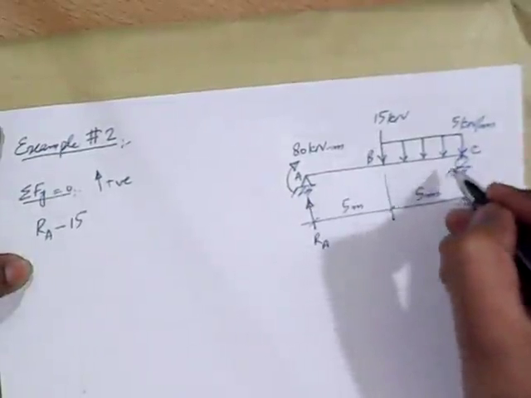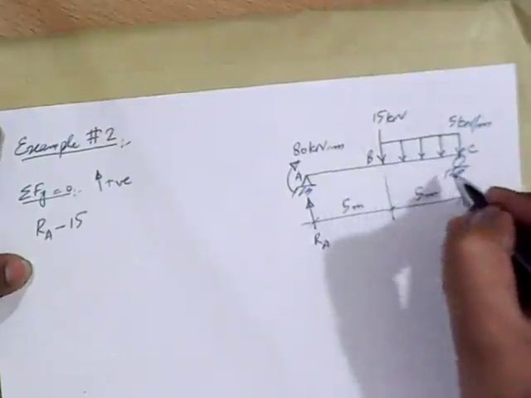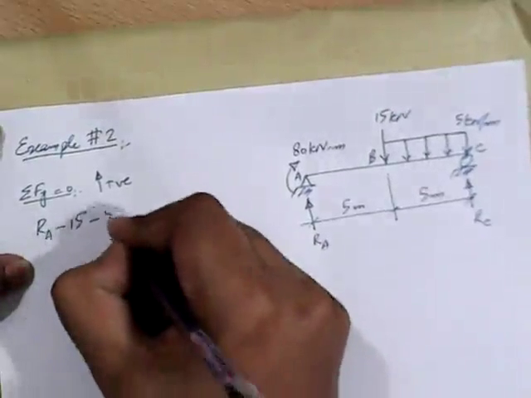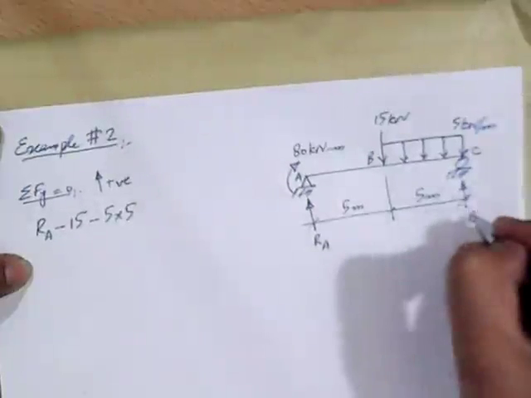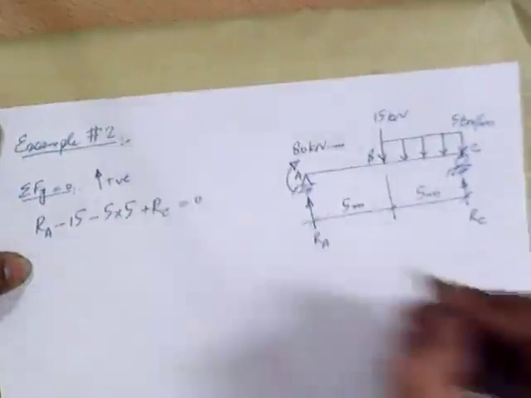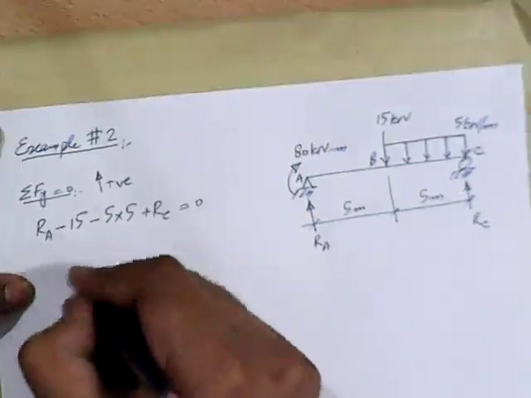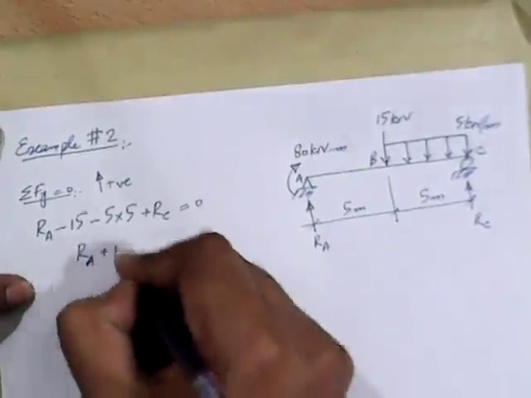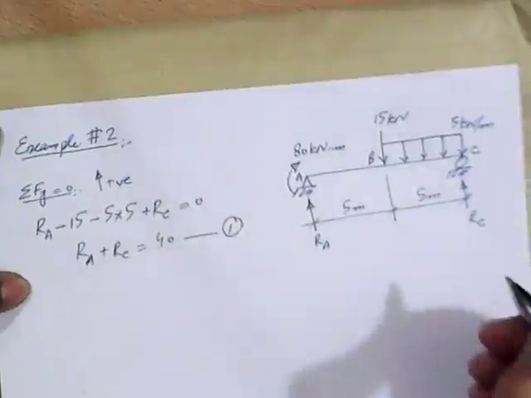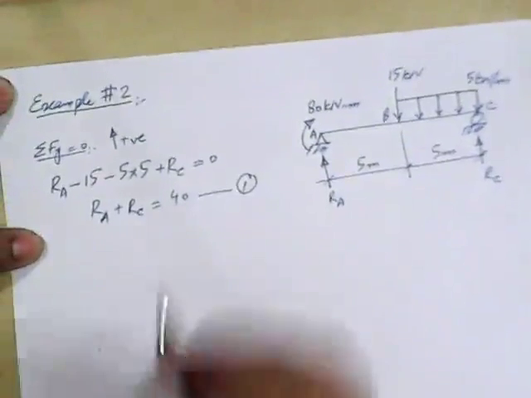We know that the magnitude of the UDL can be determined by calculating the area of the rectangle made by this UDL. So 5 into 5, and it's acting in the downward direction, so minus 5 into 5, and then we have RC acting in the upward direction, so plus RC, and this sum is equal to 0. Now if we rearrange this equation, what do we get? We get RA plus RC equal to 40. And in this equation, we have two unknowns, RA and RC. So we cannot solve this equation. We need another relationship between these unknowns.